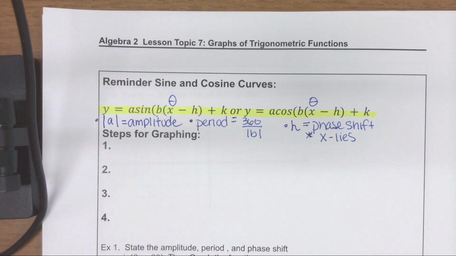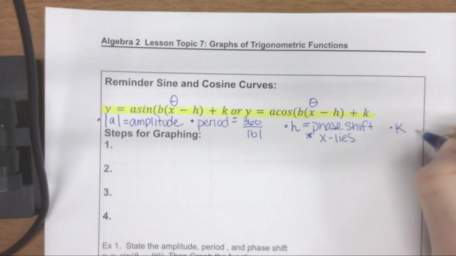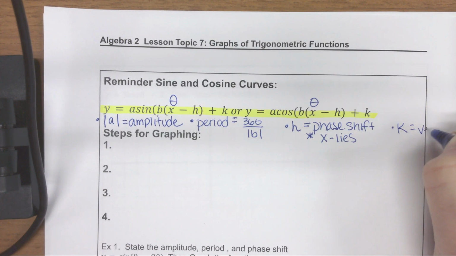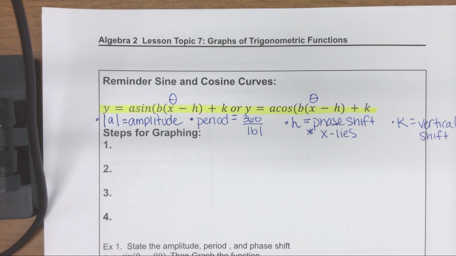And if it's an X plus or theta plus, it actually moves then the graph, no, did I say that backwards? X minus moves it right, X plus moves it left. It's a liar. The K is then our vertical shift, and it's as it seems. Okay, so if it's plus K, then the graph is going to shift up. If it's minus K, the graph is going to shift down.